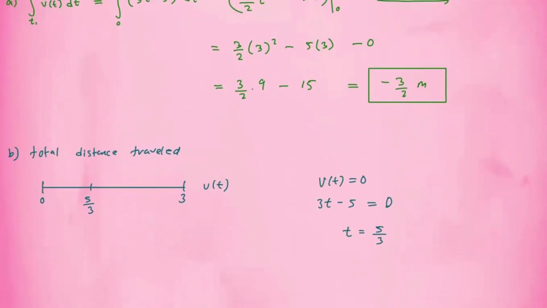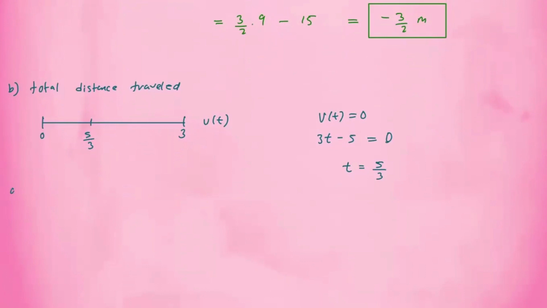So that means now we can figure out if the velocity is positive or negative in the interval from 0 to 5 over 3, and in the interval from 5 over 3 to 3. You can do this by graphing the velocity function. Since it's a linear function, you can actually draw it. If you don't do the interval test, you can also look at it like this. The velocity function was given to be 3t minus 5. So when t is 0, it's going to be at -5. And then when t is 3, you're going to have 9 minus 5, so it's a positive value up here.